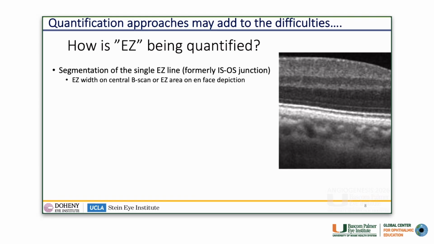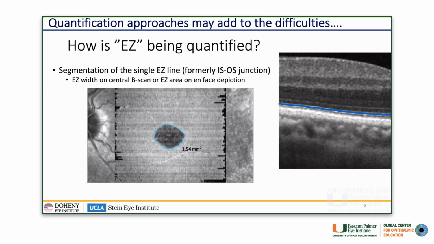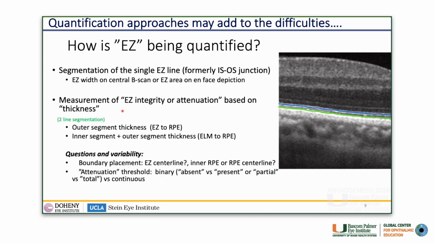So, another complication is that there is variability in how we actually approach and quantify the EZ. Now, the simplest way, which is what's done in a lot of IRD studies, is to simply segment just the EZ band alone. And then you can produce an area on en-face imaging, and this is the kind of thing that was done in the MACTEL type of studies. But in most AMD trials, most investigators actually segment two bands, both the EZ as well as the RPE, and measure the thickness between these bands. And then when the thickness falls below a certain threshold, they consider the EZ to be attenuated. Sometimes people call this the EZ thickness, although it's really the outer segment thickness that we're talking about.